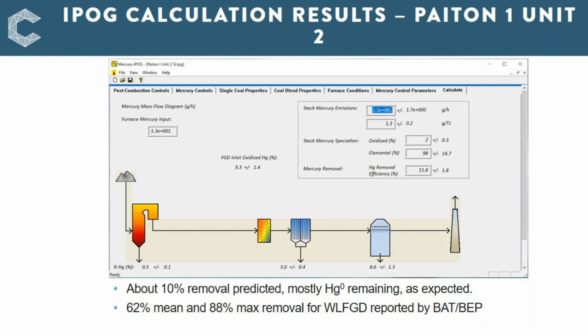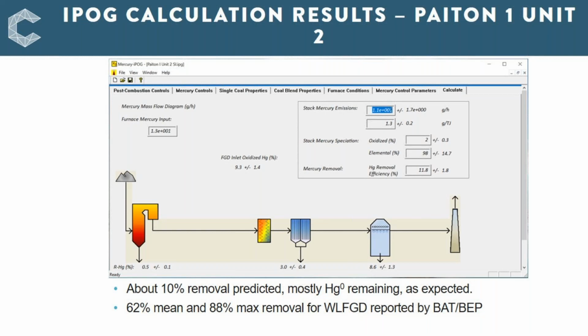We have inputted the information. You will see that there is a wet scrubber here with ESP, of course. The model predicts slightly above 10% removal of mercury. What is noticeable is that the majority, almost all of the mercury is elemental, which is no surprise because, as we've discussed, oxidized has probably been captured here. The problem is the fate of what's been captured.